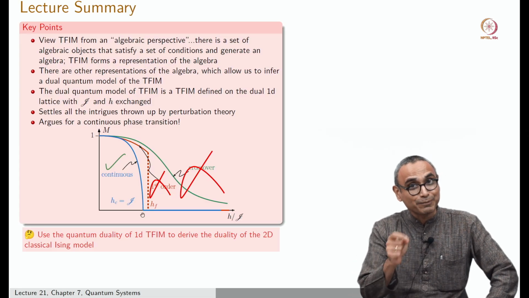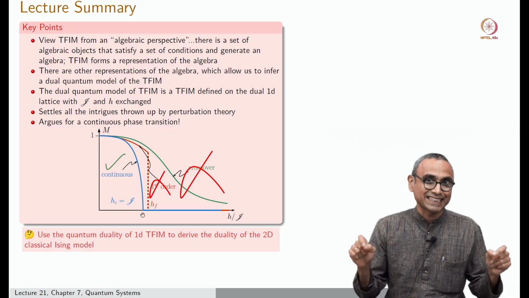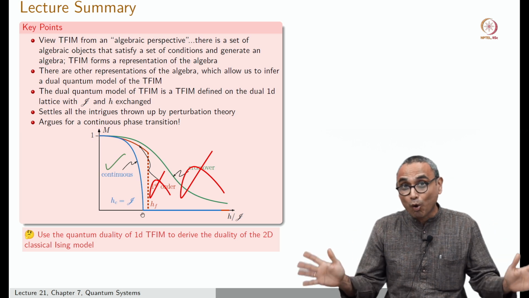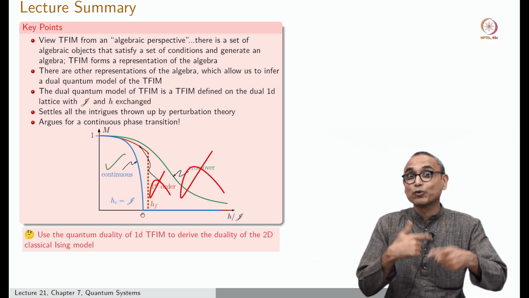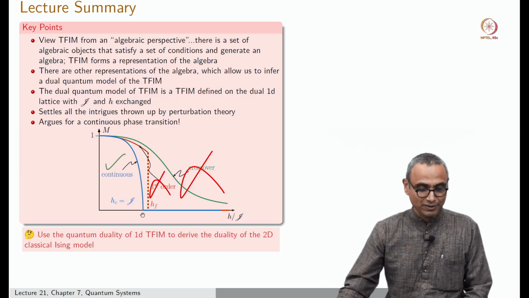You can also try something else which will be very instructive. We used periodic boundary conditions here. Instead of periodic boundary conditions, suppose I used open boundary conditions, what would be the dual to the model? That is also an interesting exercise to work out.